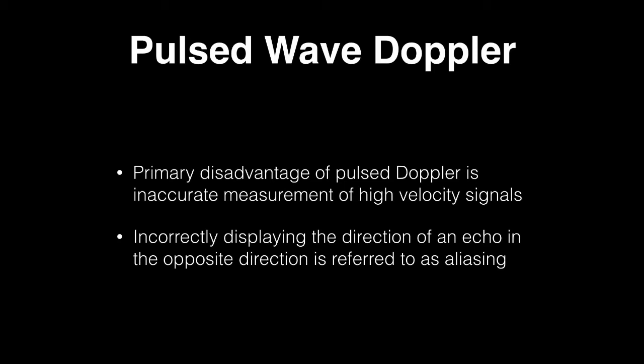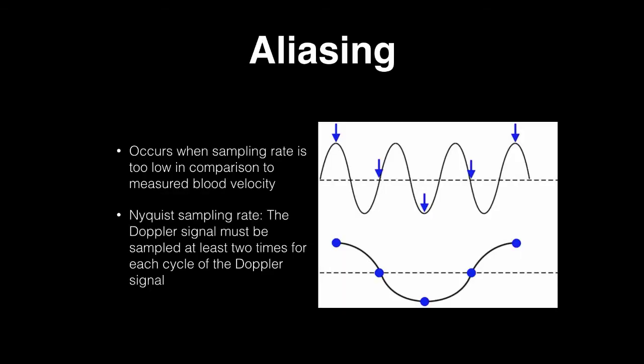Another disadvantage of the pulse wave Doppler transducer is that it can incorrectly display the direction of an echo and put it in the opposite direction. And this is referred to as aliasing. And this is a key concept I want to go through before we move on to the different Doppler modes. We're going to be discussing aliasing in much greater detail in the other videos within this series, but this is such an important concept, I just want to briefly go over it in this video.